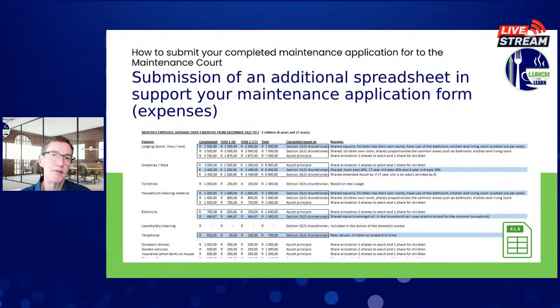Now, why do I do that? Isn't that duplication? Yes, in some instances it could be duplication as well. But with an Excel spreadsheet, you can work with formulas and you can work it out, and you can, I wouldn't say manipulate that, but I'll explain in a moment what I mean by that. It is easy to change. If you need to change the figures, or if you omitted something, just add it. Submitting an additional Excel spreadsheet would be very advantageous to your furtherance of your application form.